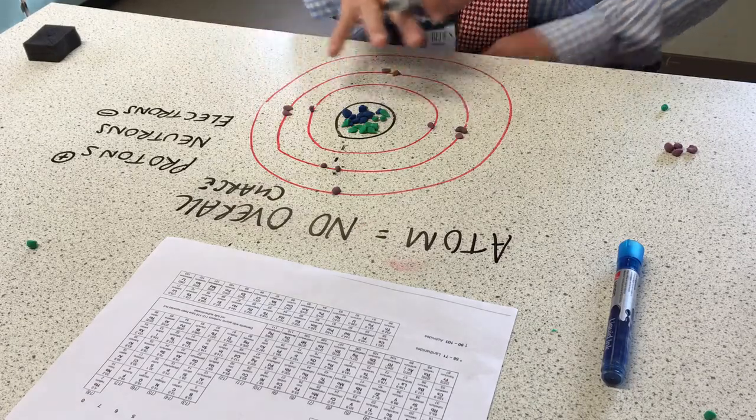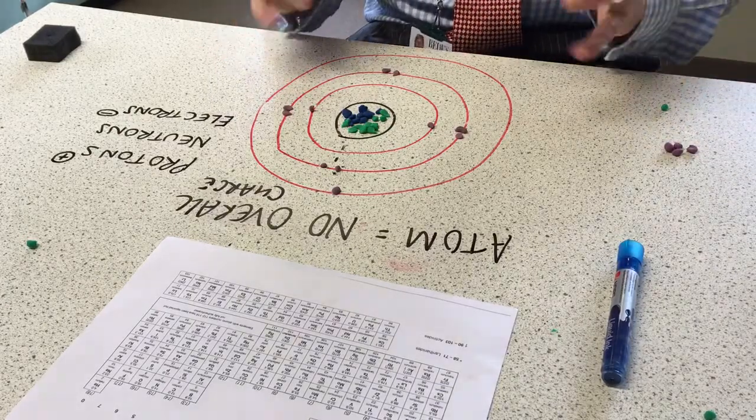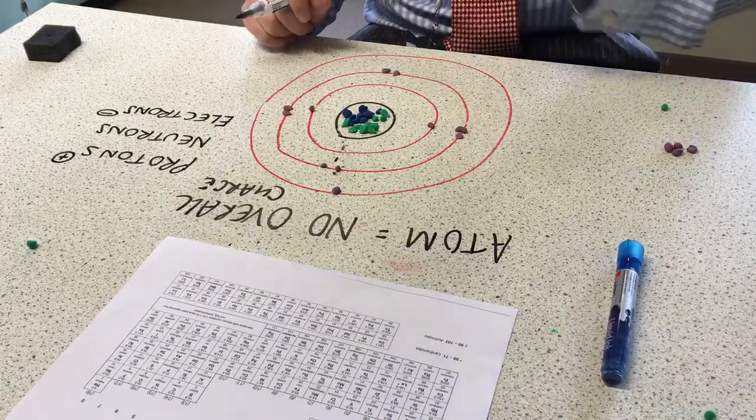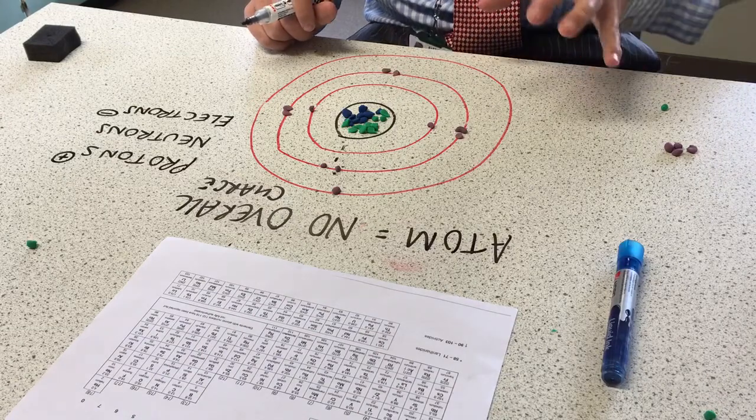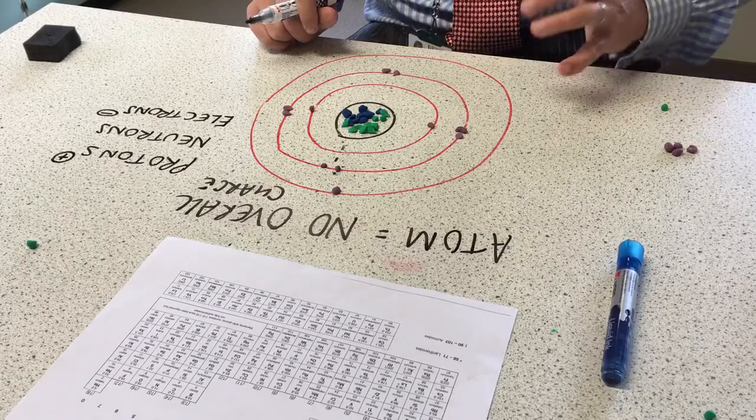So I hope that that is not too confusing. I hope you understand the way that atoms are put together, the particles involved, the numbers, the big number and the small number, and how electrons are arranged. See if you can do that prep, and we can go through it next lesson.